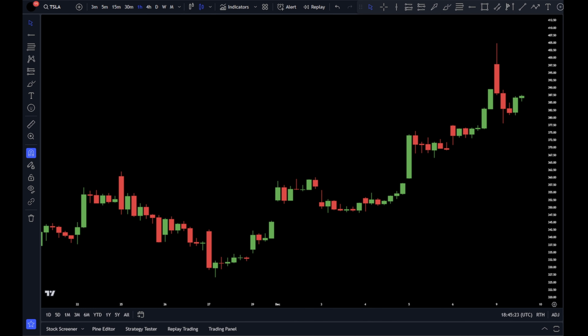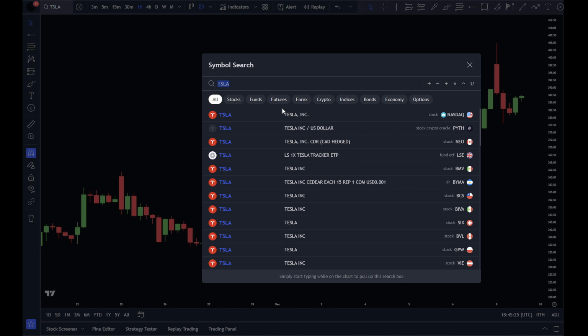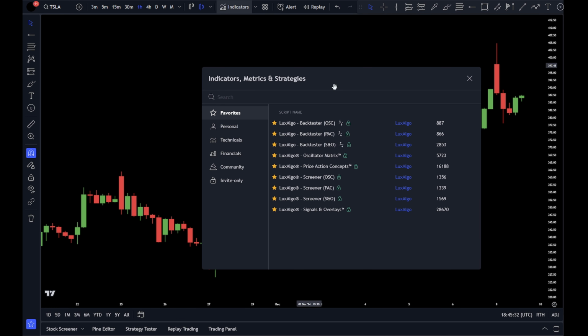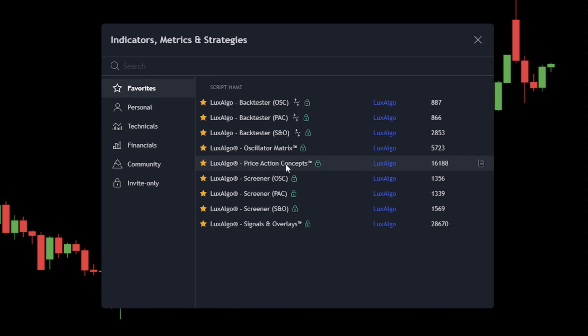To get started with this strategy, open TradingView and begin with a clean chart. This strategy uses just two indicators. First, click on the Indicators tab, search for LuxAlgo's price action concepts, and add it to your chart.